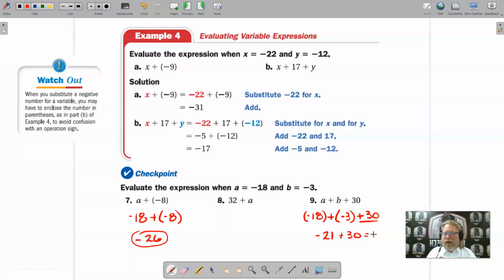All right, and one's positive, one's negative, so I'm going to do the absolute value concept. Absolute value of negative 21 is 21. The absolute value of 30 is 30. So I'm going to do 30 minus 21 to get 9. And 30 has the greater absolute value, so whatever sign the 30 is what I'm going to use, and it's positive, so I'm going to leave my answer positive, and the answer here is 9.